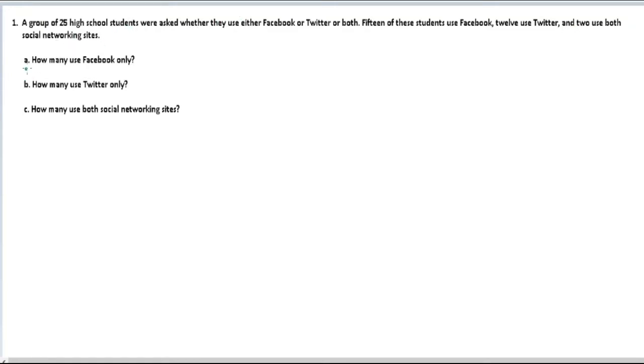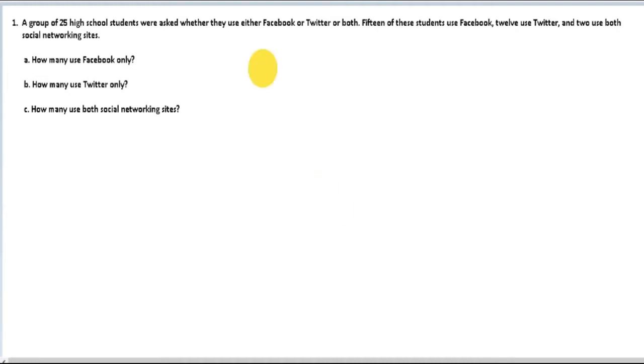Questions. Letter A, how many use Facebook only? Letter B, how many use Twitter only? Letter C, how many use both social networking sites? So for you to be able to determine the exact value for the Facebook only, the Twitter only, or both social networking sites, we have to use the Venn diagram.